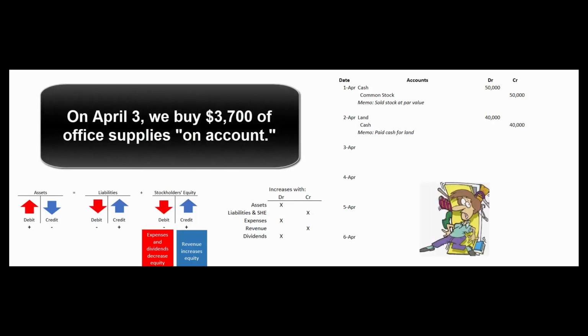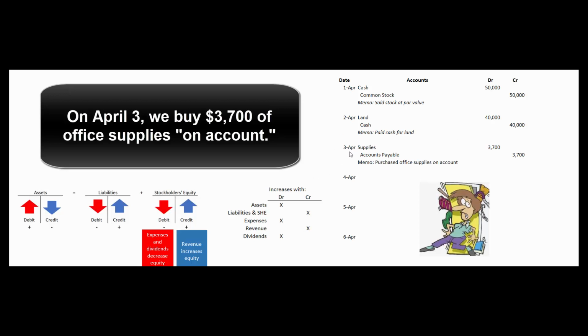Next transaction, we fill up the supply closet with $3,700 worth of supplies. That is an asset, so it's going to increase with debits. But we're not going to pay now, we're going to pay later. Since we don't sign a note, that's called an account payable. If we signed a note, that would be called a note payable. Any account that has the word payable in it is a liability account and increases with credits. So we're going to debit supplies for $3,700 and credit accounts payable for $3,700.